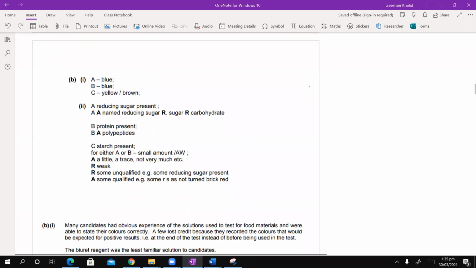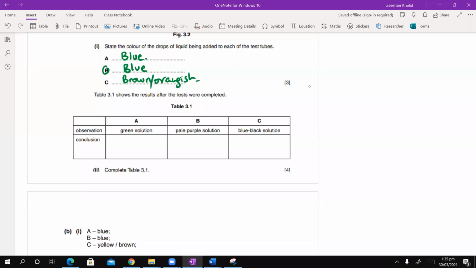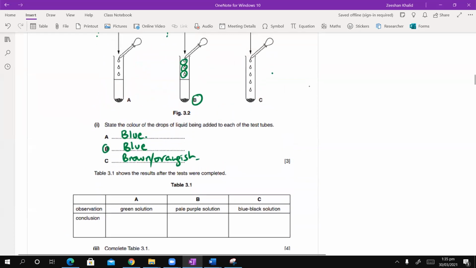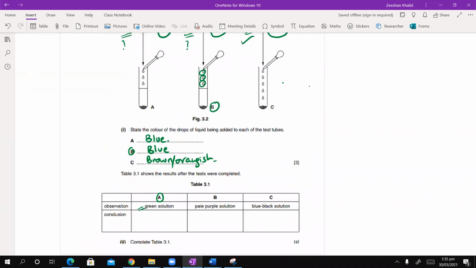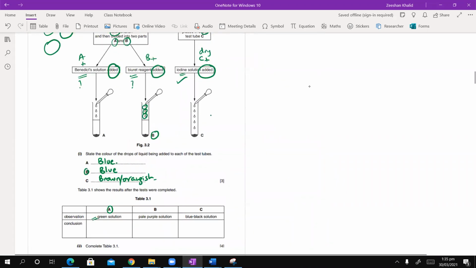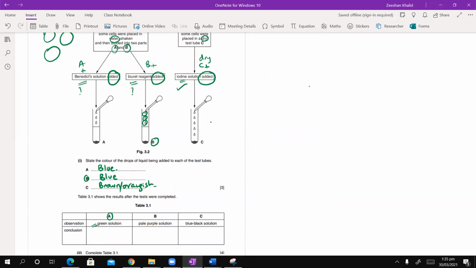Let's look at the mark scheme. See, blue, blue and yellow slash brown. Take it as brown, orangish; this is a slightly older mark scheme. It's usually brown, orange, brown and orange. Okay. Table 3.1 shows the results after the tests were completed. The observation is that a green solution has formed in A. Okay, that's interesting, isn't it? Let's zoom out a bit. In test tube A we put cells, we also put water and Benedict solution, and the color green has come. That's interesting.